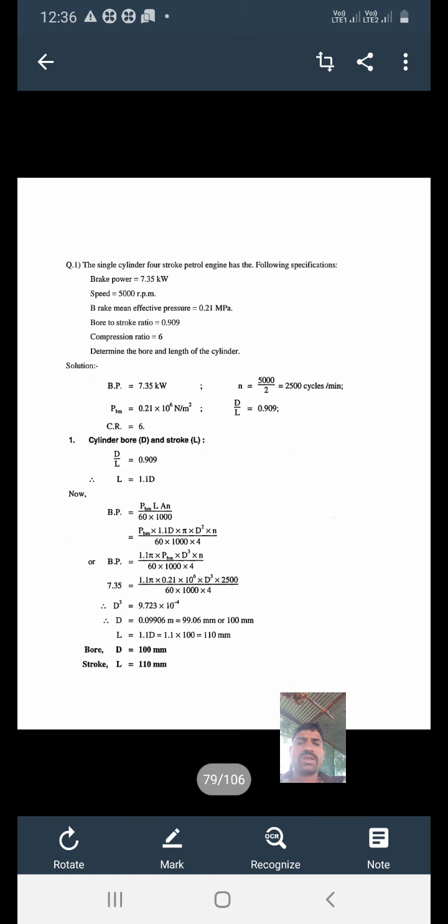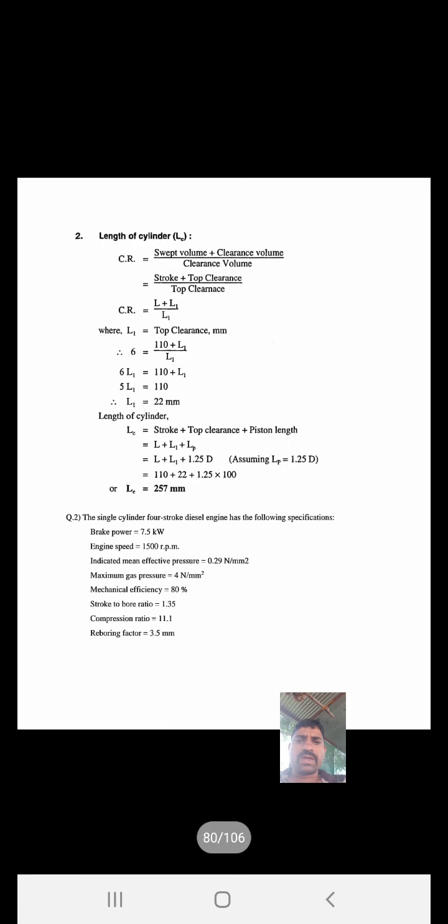Here is how to get that pi by 4 into D square, the area, into N. This value is given. How to calculate N? N is the number of cycles per minute. Speed 5000 is given, divided by 2, you will get the number of cycles per minute, 2500 cycles per minute. Then next, length of the cylinder.